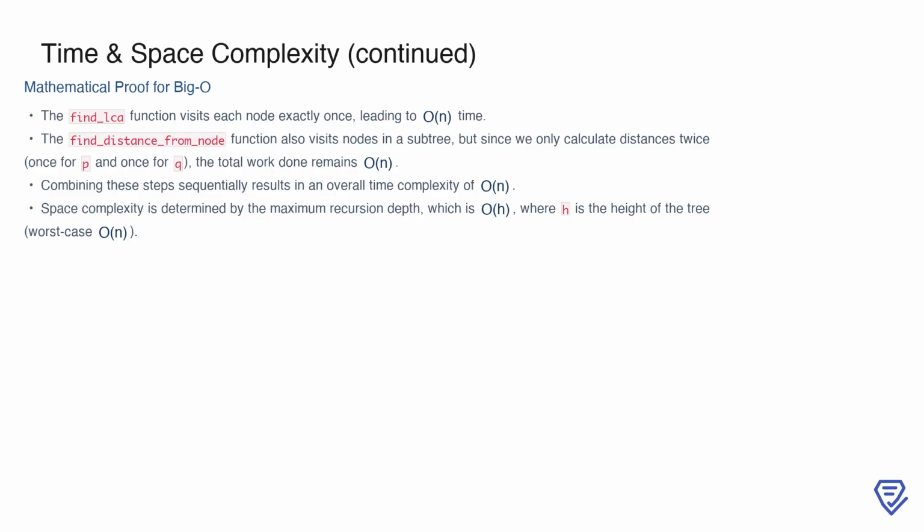On the space complexity side, the depth of recursion dictates the maximum memory usage, which corresponds to the height of the tree, O(h). In the worst case, when the tree is skewed, the height becomes n, leading to a space complexity of O(n).